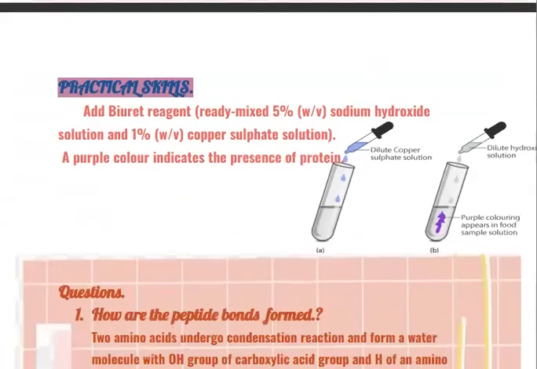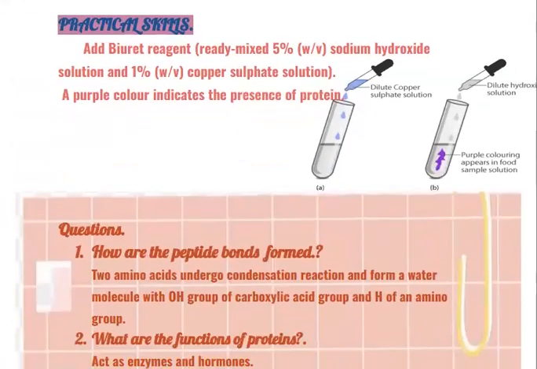Practical skills. Add biuret reagent, ready-mixed 5% w/v sodium hydroxide solution and 1% w/v copper sulfate solution. A purple color indicates the presence of protein.